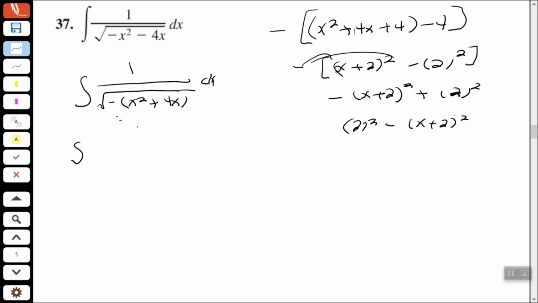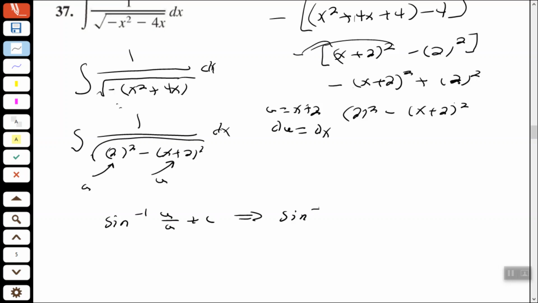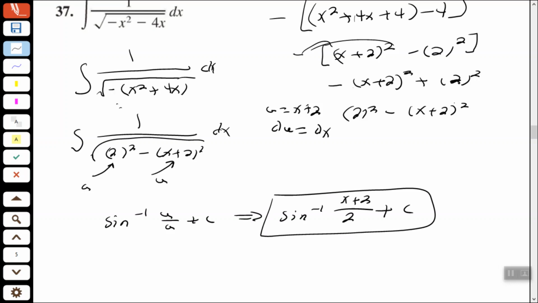Now I can come back over to my problem here and write this as 1 over the square root of 2 squared minus (x plus 2) squared. So that's a squared minus u squared, and let's check the u. u is equal to x plus 2, and du is equal to 1 dx, so we're good there. So that equals the inverse sine, where we have du over the square root of a squared minus u squared, which equals the inverse sine of u over a plus c. So the inverse sine of (x plus 2) over 2 plus c.